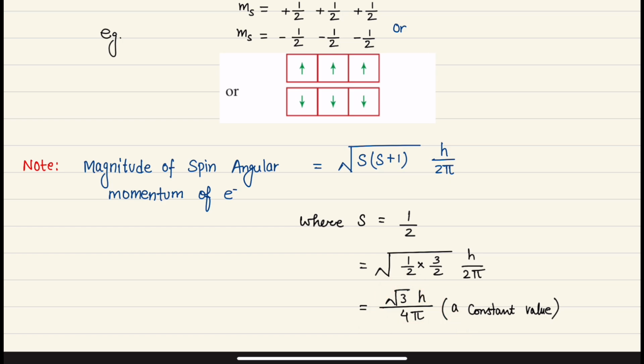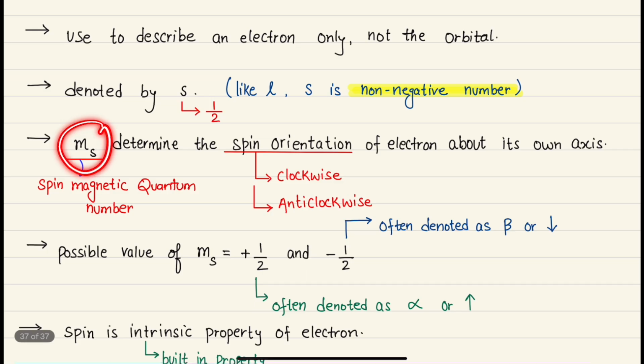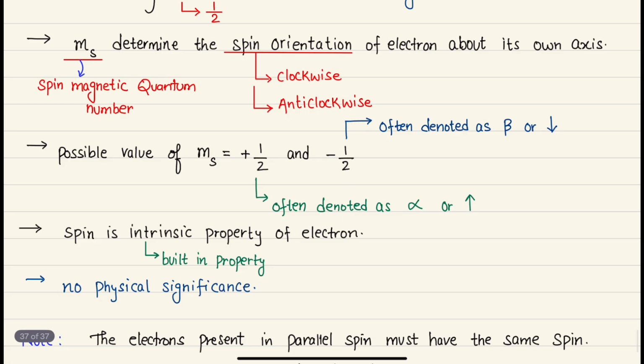Okay, so this is all about the spin quantum number, right? And be careful, the spin quantum number is used to describe only electrons, not the orbital, right? And here the spin quantum number is denoted by a small s, and this s value for the electron is half. Okay, and this s is a non-negative number, and we have here one more term, that is ms, and ms is called the spin magnetic quantum number, and it determines the spin orientation, whether the electron is clockwise or anti-clockwise, right? And now the possible values of ms are plus half or minus half, right?